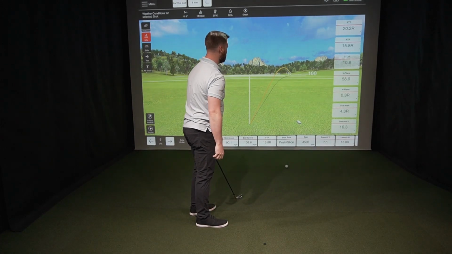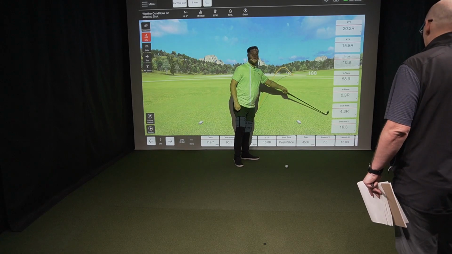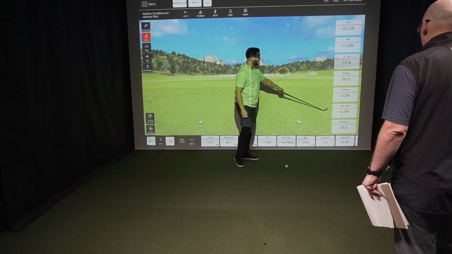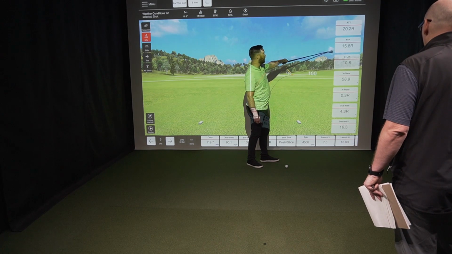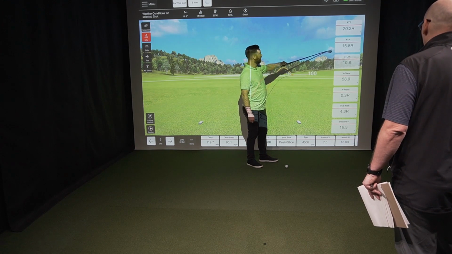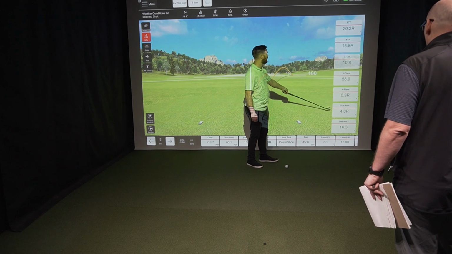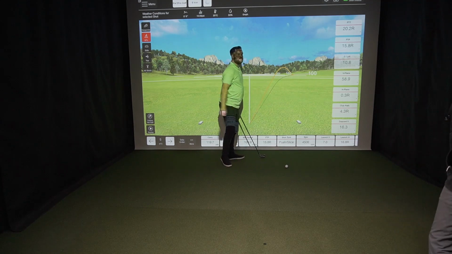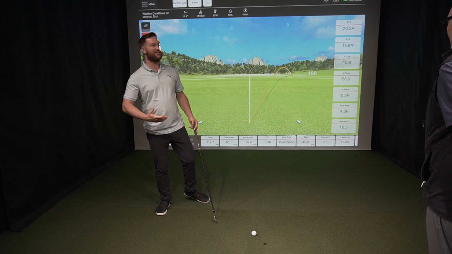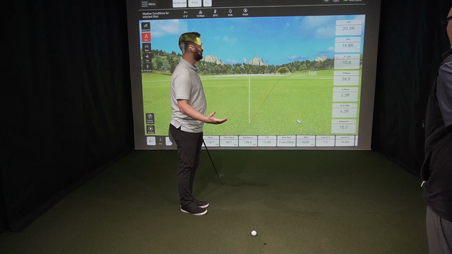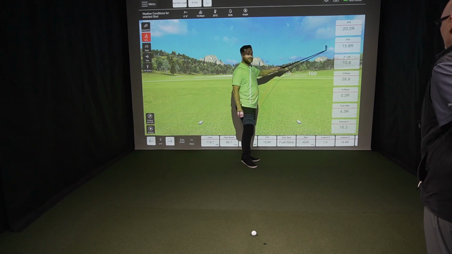Okay, we got some numbers there. It was also ugly. But 4.3 degrees to the right from my club path, so I came in to out. Now my face to path was 15.8 degrees right. So it was significantly open in relation to my club path, which is why we get the big slice. So your slice isn't necessarily a club path issue. The big thing you want to look for is your face to path.